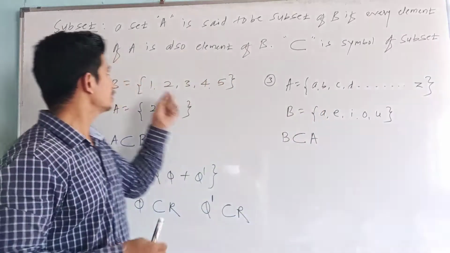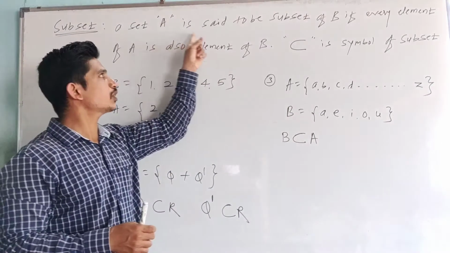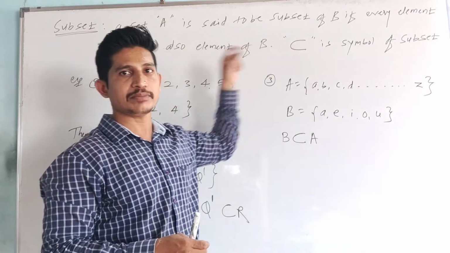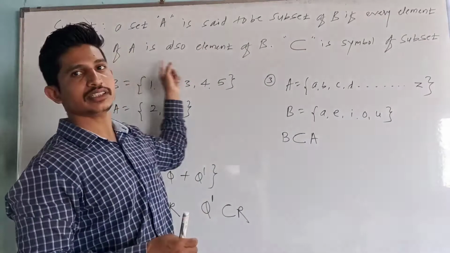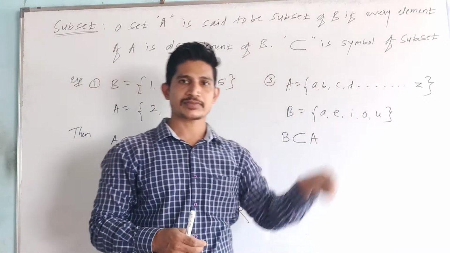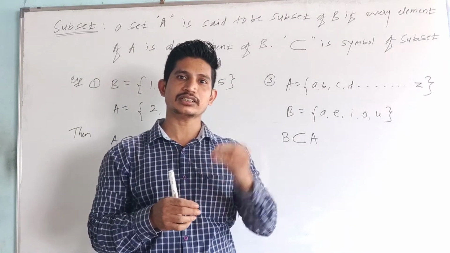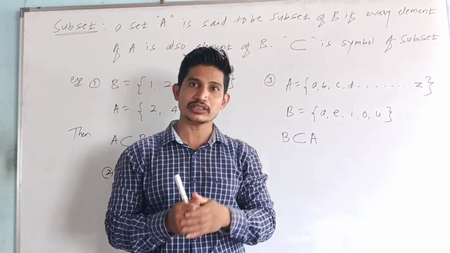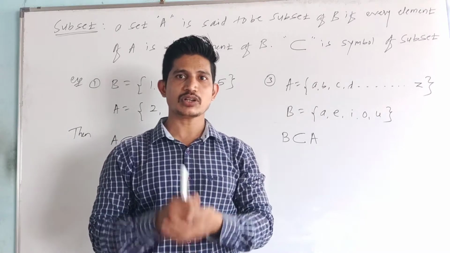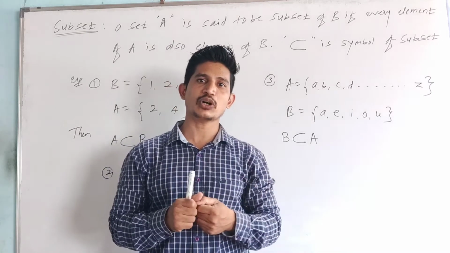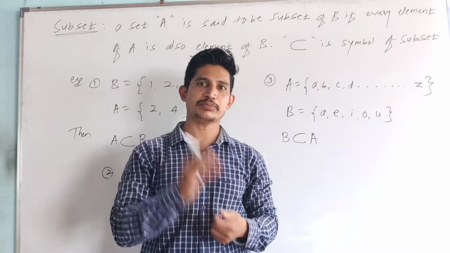Definition: a set A is said to be a subset of B if every element of A is also an element of B. Means all the elements of A are present in set B. Then A is called a subset of B.